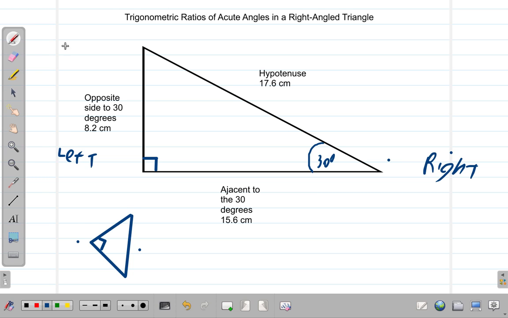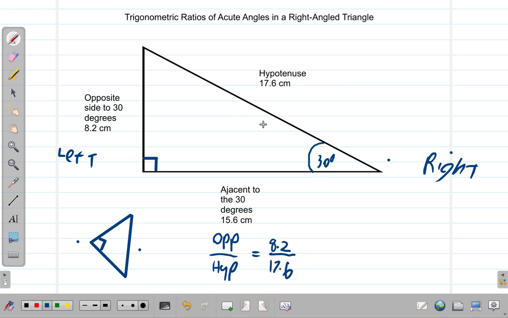Now, trig ratios. Whatever the size of the triangle, these ratios will come out the same. Suppose you want the ratio of the opposite side divided by the hypotenuse. What you would have here is 8.2, the length of the opposite side to 30, divided by the hypotenuse. The length of the hypotenuse is 17.6. It doesn't matter whether this triangle is big or small or medium. As long as this is 30, I can assure you it's going to work out just the same.